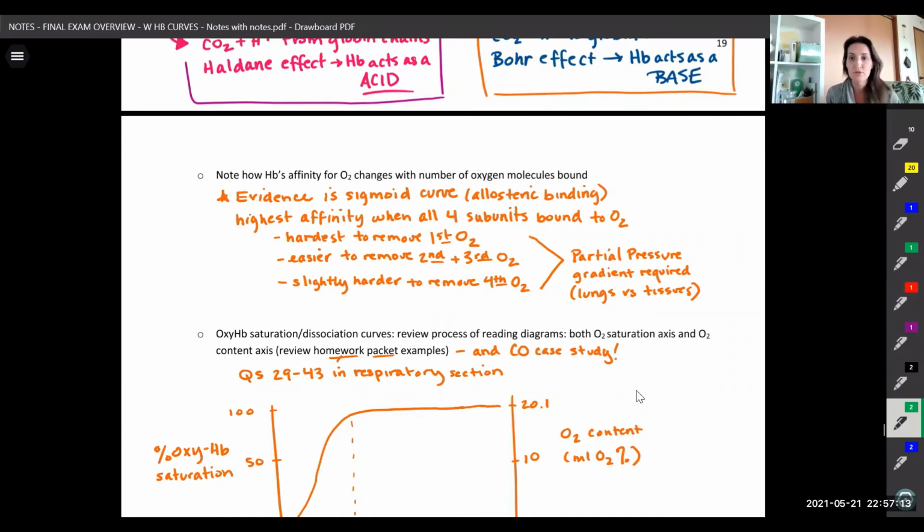The pushing pressure is referring to the partial pressure gradient for oxygen that is required. We compare the partial pressure in the lungs to that of the tissues. We ask, how big does that pressure differential have to be in order to remove that first oxygen and the second and third? That gives us an indication of just how great hemoglobin's affinity is for the oxygen, whether there is a big pressure differential or a smaller pressure differential.